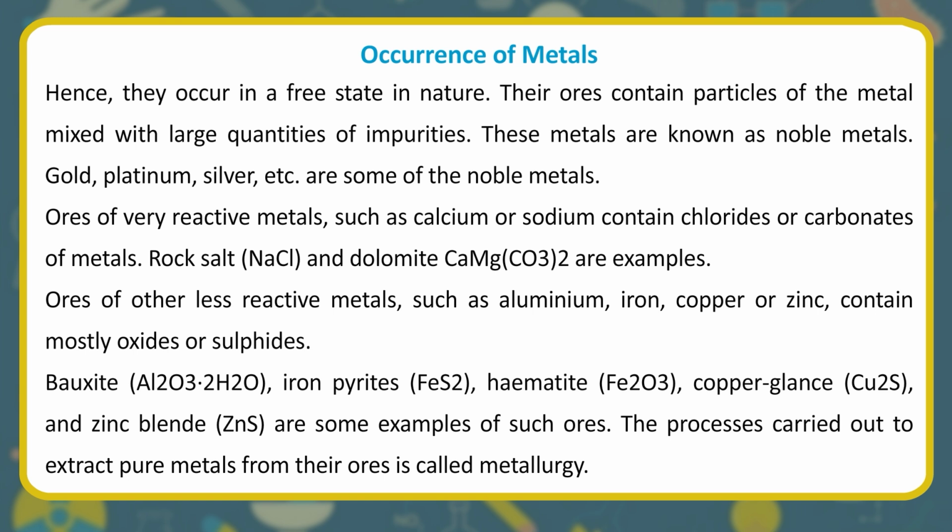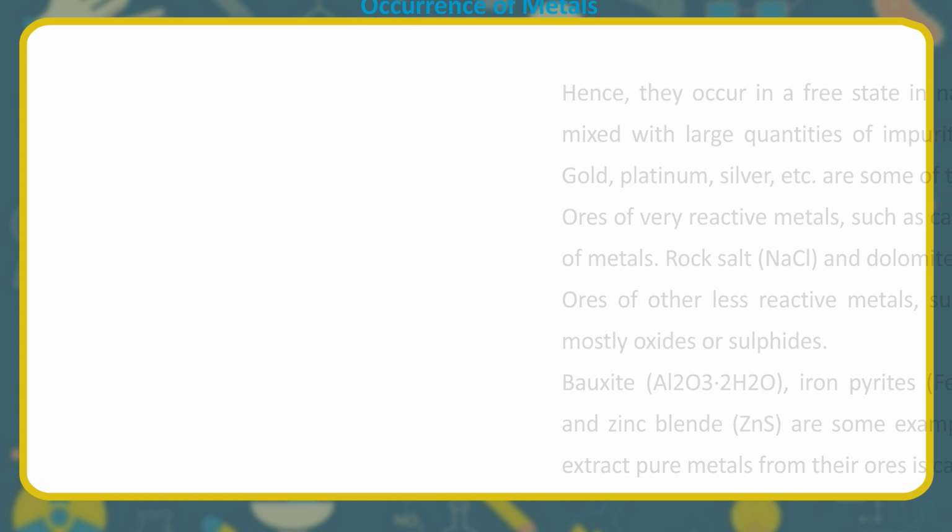Bauxite, Al2O3, iron pyrites, FeS2, hematite, Fe2O3, copper glance, Cu2S, and zinc blende, ZnS, are some examples of such ores. The process carried out to extract pure metals from their ores is called metallurgy.